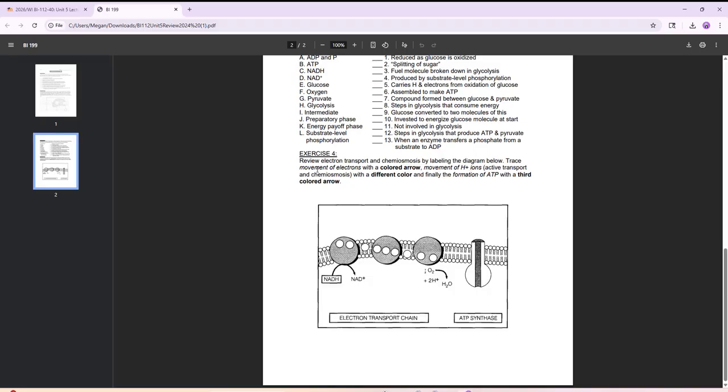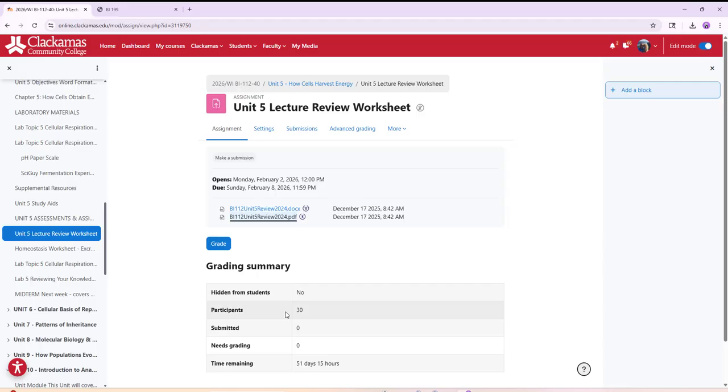So the first color, you're going to trace the movement of electrons. So that'll be one color. Then you're going to trace the movement of hydrogen ions. So that'll be another color. And then finally, the formation of ATP. That'll be the third arrow. Okay, so if you're having trouble, your textbook has this diagram, something similar to it, so that might help you. So once you have that completed, you'll go ahead and submit it for points.